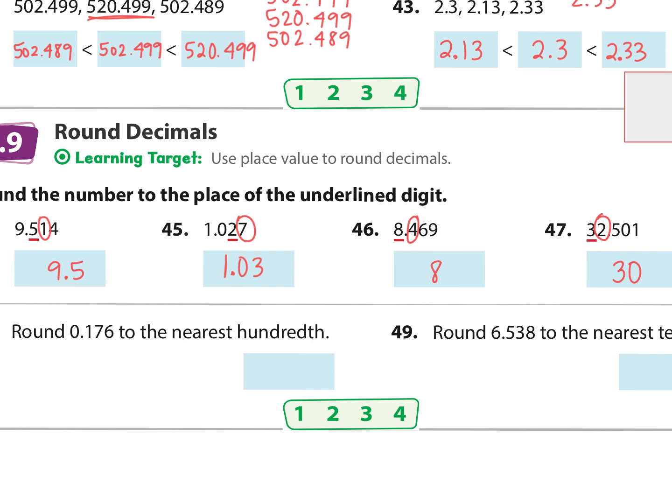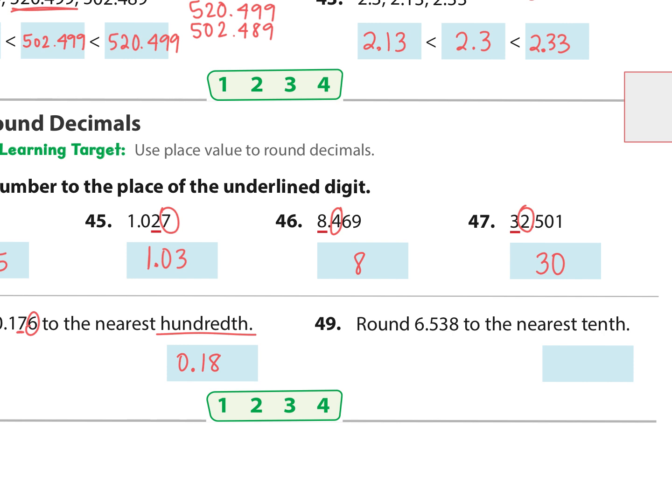Okay, the next one says round 176 thousandths to the nearest hundredth. This time you have to identify the place that we're rounding to. What digit am I going to be rounding? The 7. The 7 because it's in the hundredths place, which means that the 6 is my judge. So my answer is going to be 0.18.